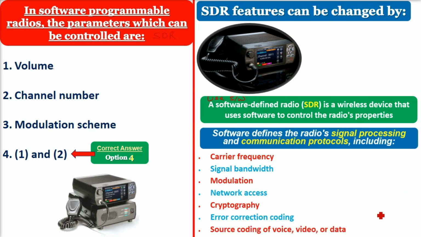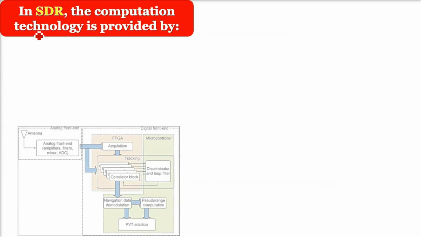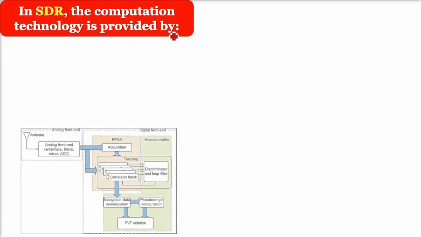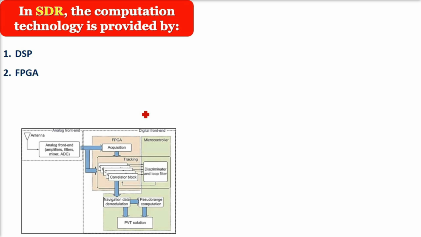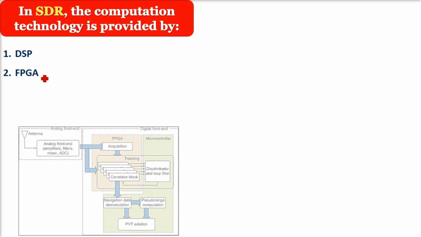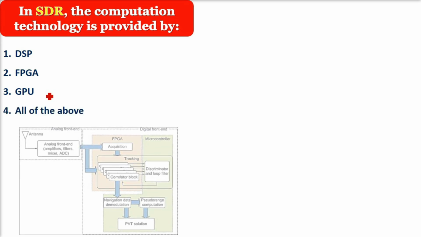The software also performs the signal processing in a general purpose computer, or it may be digital electronics. So everything from carrier frequency to source coding of voice, video or data can be done because the parameters are controlled by software. In SDR, the communication technology is provided by: the options are, first DSP, digital signal processors, FPGA, field programmable gate arrays, GPU, that is graphics processing units, and finally all of the above.